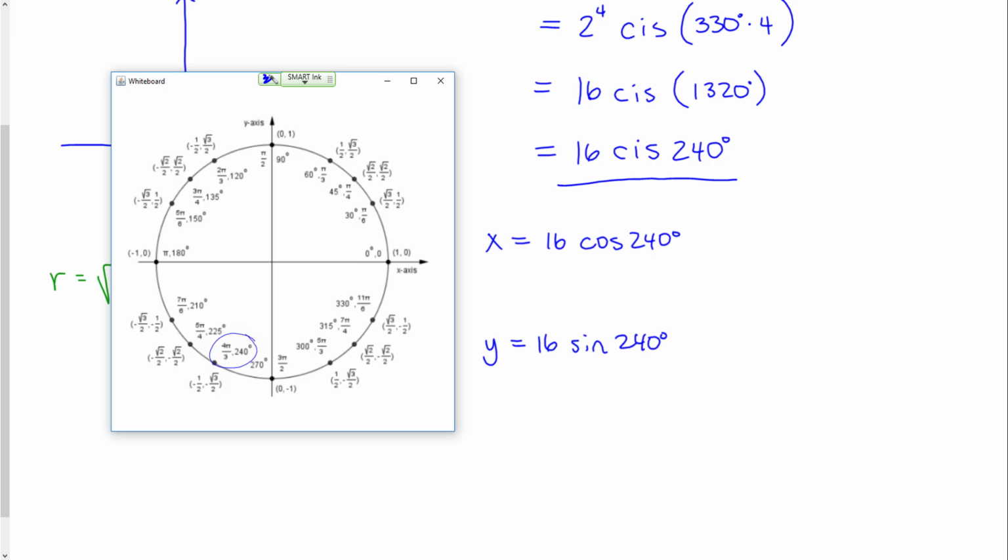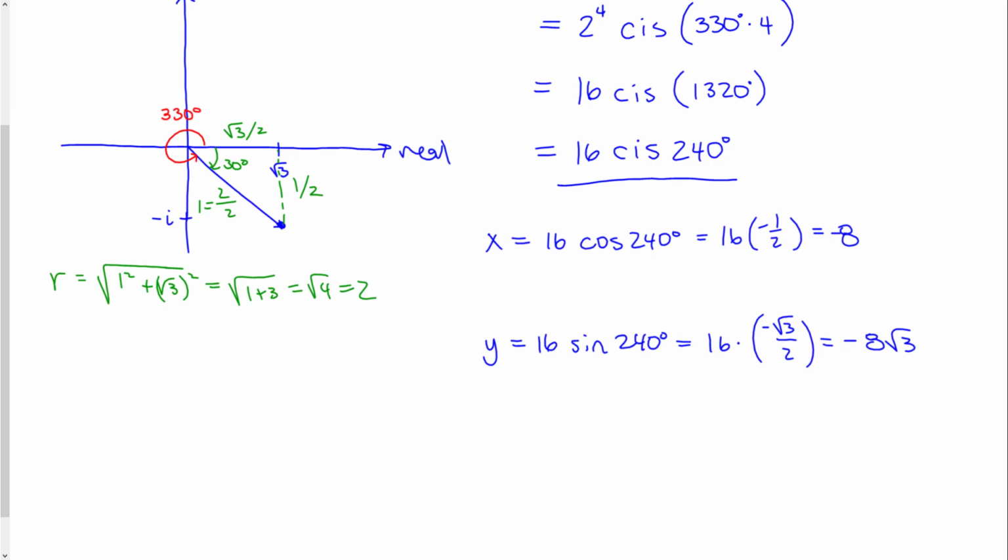But the cosine is -1/2, so it would be 16 times -1/2, which is -8. Sine of 240 is -√3 over 2. So 16 times the negative square root of 3 over 2 is going to be -8 square root of 3.